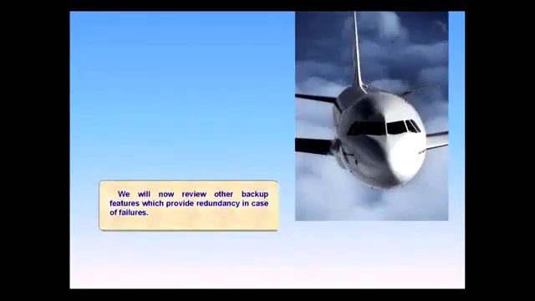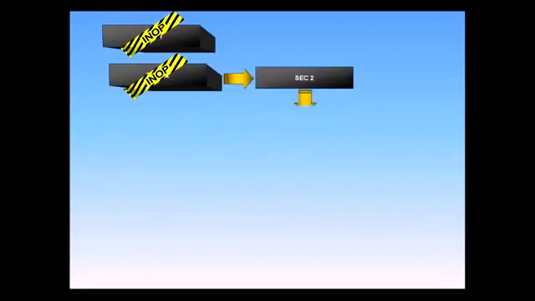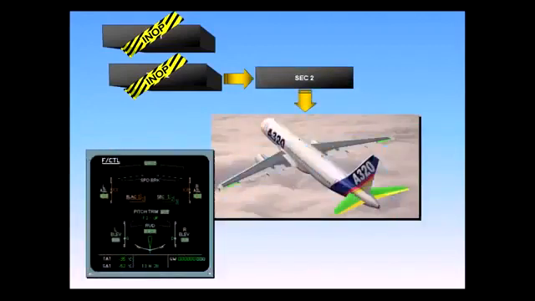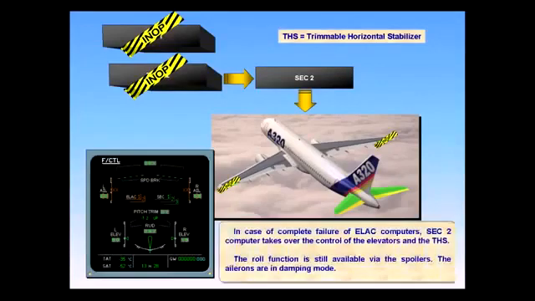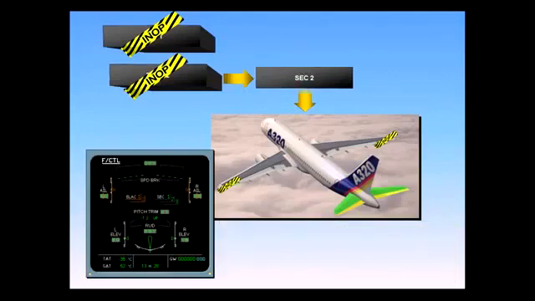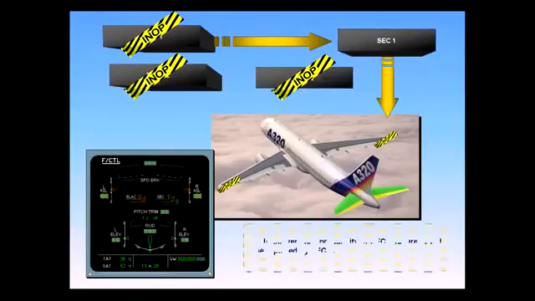We will now review other backup features which provide redundancy in case of failures. In case of complete failure of ELAC computers, the SEC2 computer takes over the control of the elevators and the trimmable horizontal stabilizer. The roll function is still available via the spoilers. The ailerons are in damping mode. In the very low probability of SEC2 failure, it will be replaced by SEC1.